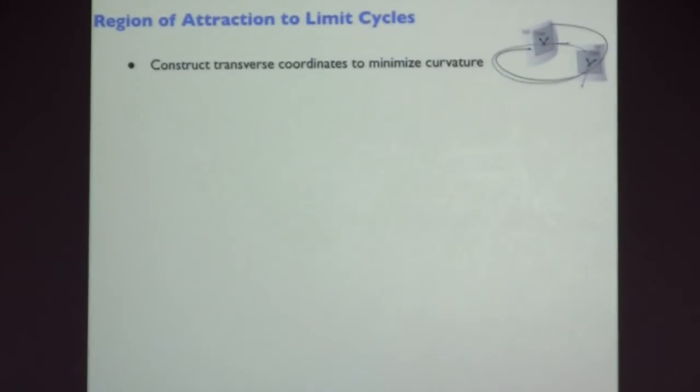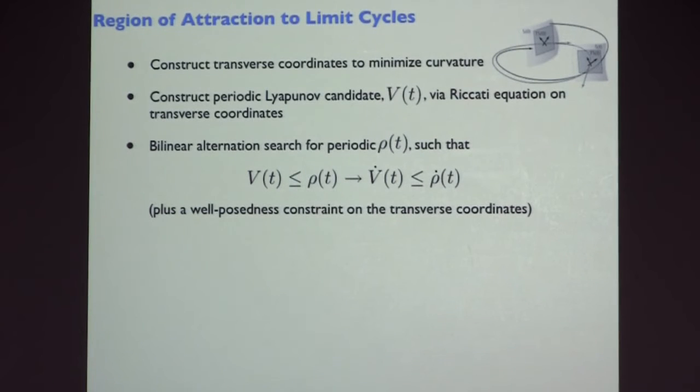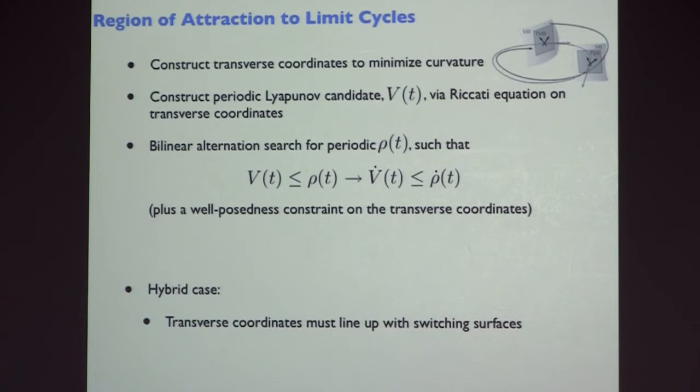This one, like I said, I'm really proud of being able to do it: regions of attraction analysis for limit cycles. We do it with a construction that basically designs a moving coordinate frame around some periodic trajectory and creates a Lyapunov function on that moving coordinate frame. I'll spare the details, but it's still a Lyapunov analysis. The Lyapunov candidates are still generated with a Riccati equation. We can handle hybrid dynamics in this too, as long as our constructed coordinates line up with any switching surfaces. I thought about that, if that makes sense.